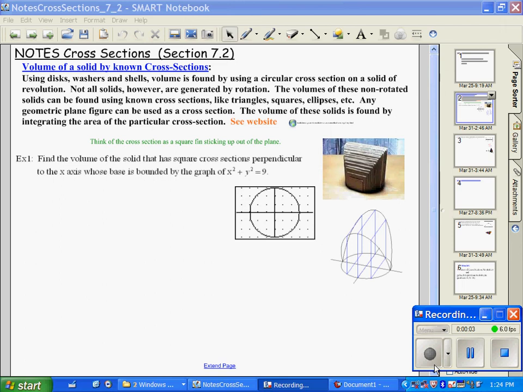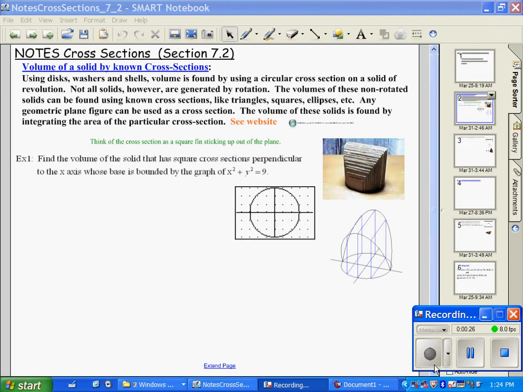Okay, the following notes are on cross-sections, section 7.2, and this is the last lesson of your calculus class. We have used the disk method, washer method, and shells, and we have found volume by using a circular cross-section on a solid of revolution.